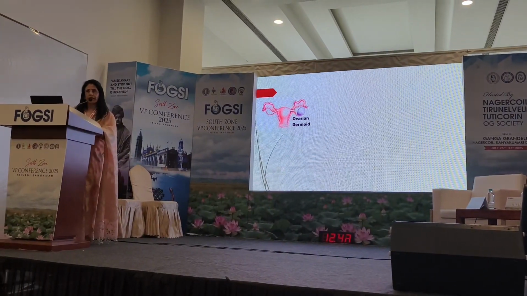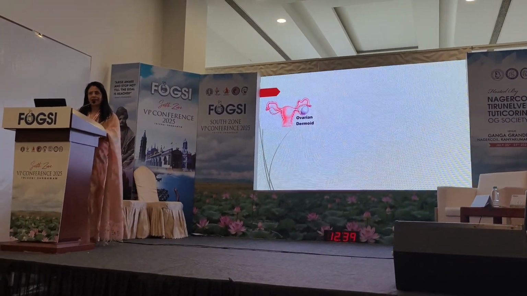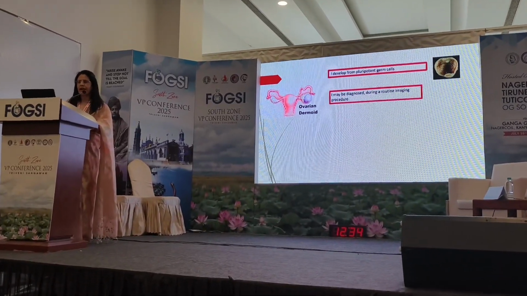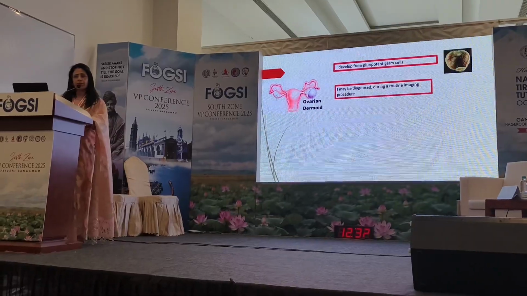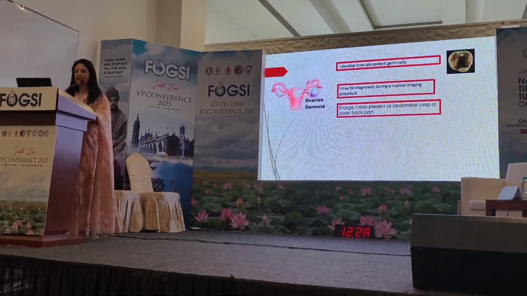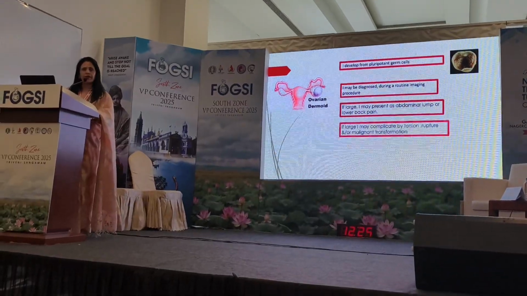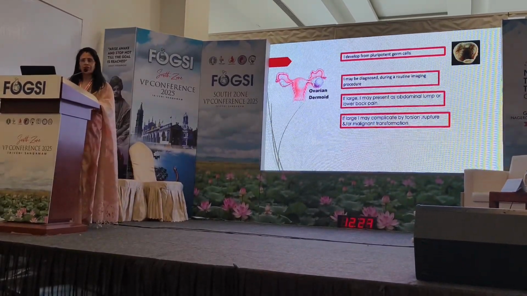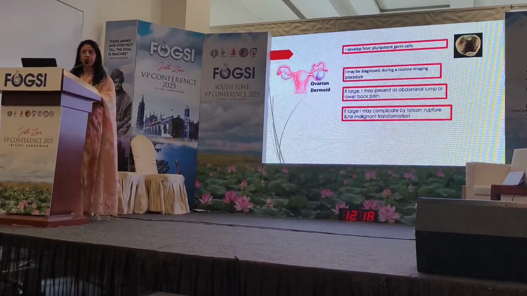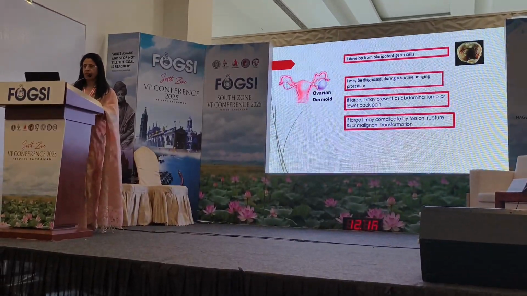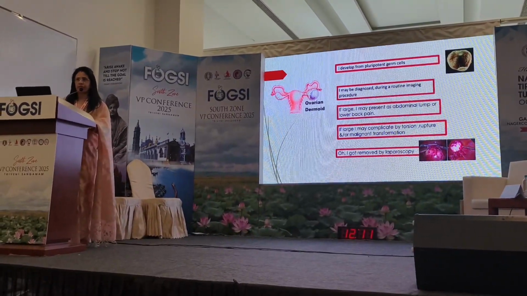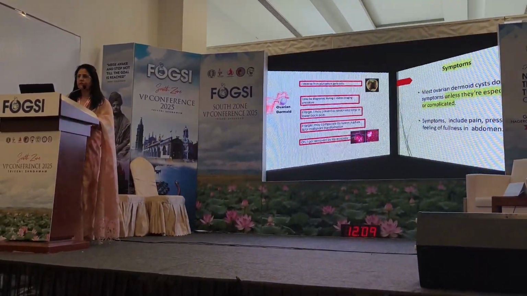So this is the ovarian dermoid story. Ovarian dermoid says: I developed from a pluripotent cell. I may be diagnosed during a routine imaging procedure. If large, I may present as an abdominal lump or lower back pain. If large, I may complicate with torsion, rupture, or malignant transformation. Oh, I got removed by laparoscopy. That is the story of the dermoid cyst.